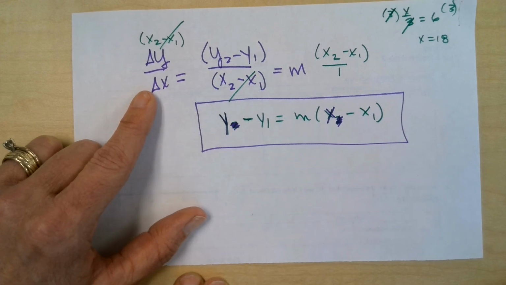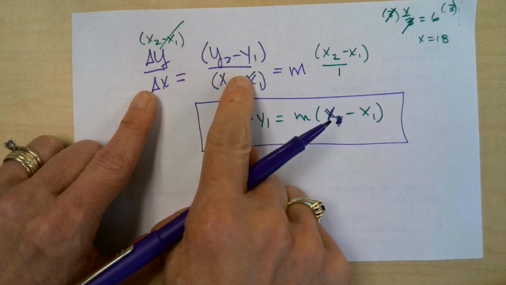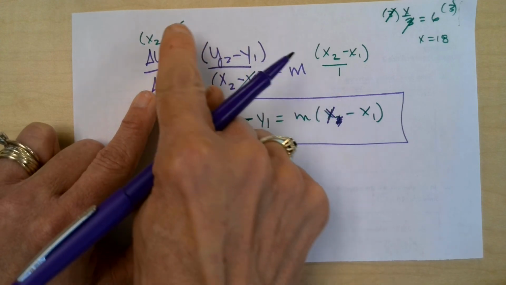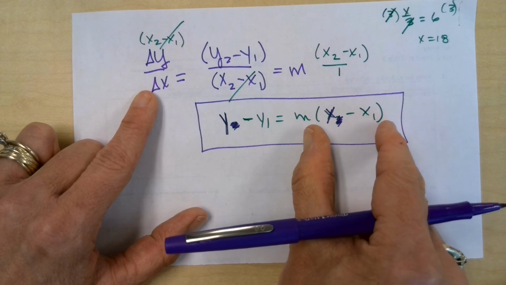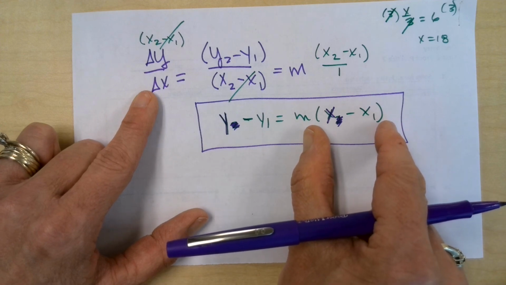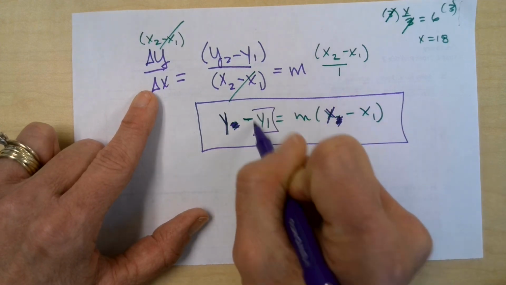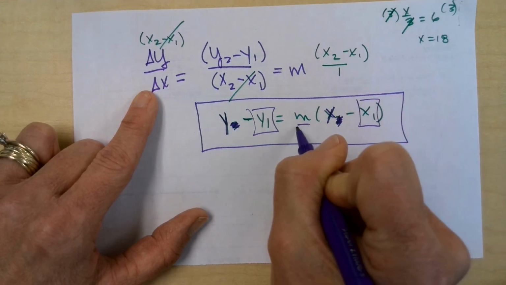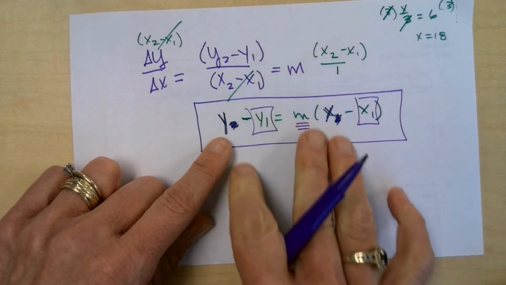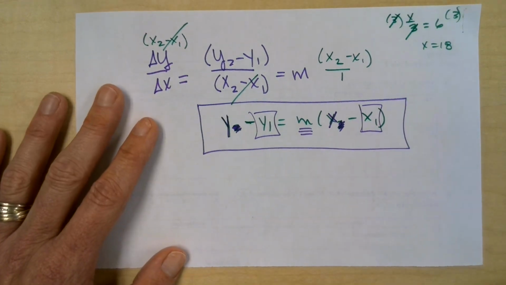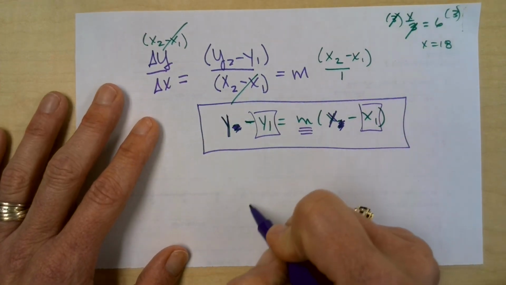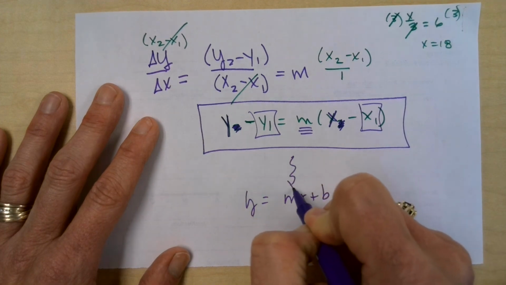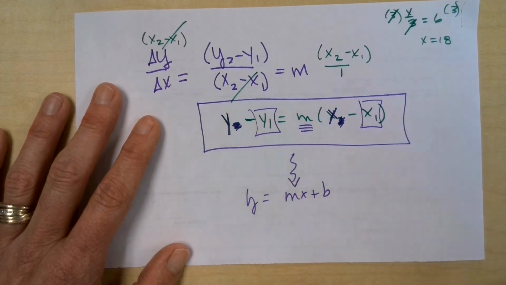So if you ever forget it, go back to what you know. I know that this is true, but I'm going to multiply each side by my x's and put them over here with my m. So then this is my ordered pair that I plug in. This is my slope. And when I simplify that, I get y equals mx plus b. When you simplify this, you get that.